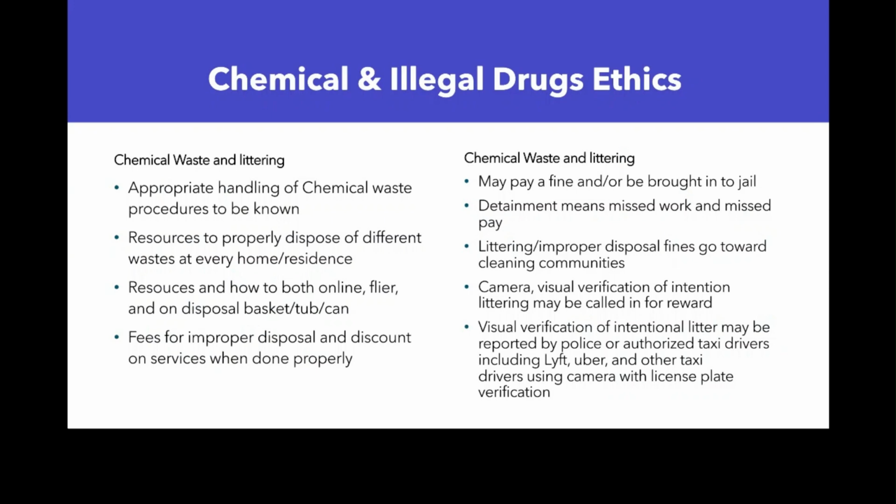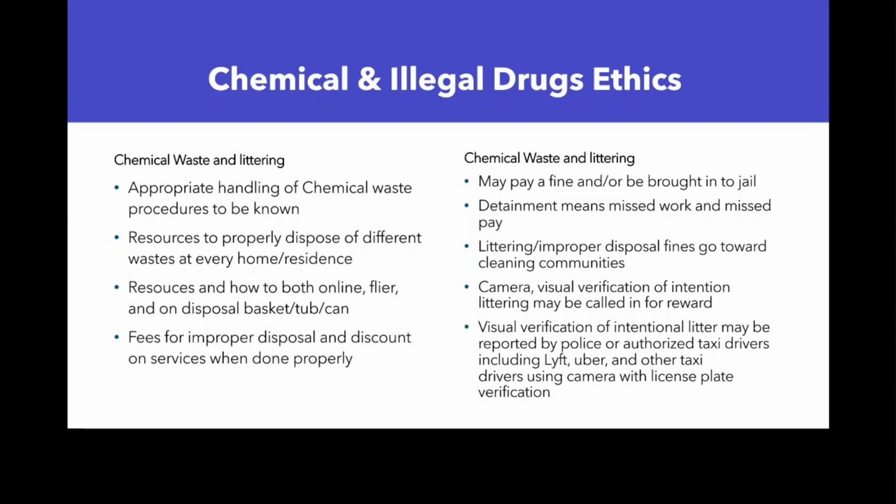Resources to properly dispose of different waste at every home residence. So resources on how to, both an online flyer and a disposal basket, tub, and can. Your garbage can should tell you how to dispose of things right on the can. There should also be a flyer on how to do it and an online website on how to do it. And the same with the basket and tub, so that you can dispose of glass, electronics, metal, tin cans, plastic bottles, so they can all be separated for the garbage man to come by the home and pick it up. And fees for improper disposal and a discount on services when done properly.